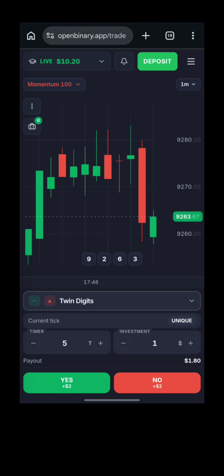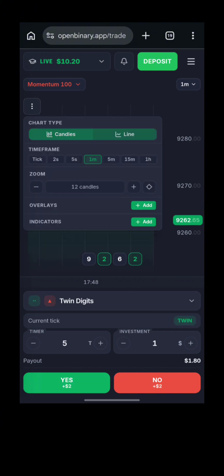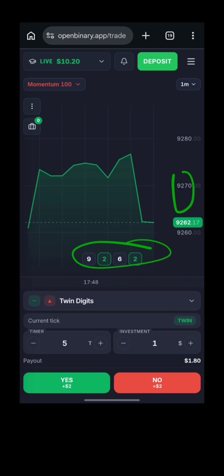Here I have the chart on the candlestick, but you can also change it by clicking on the three dots on your left and changing it to lines or candles, whichever way you want. For these twin digits, the candles or the line doesn't matter much. What matters is the price right here and these digits right here.